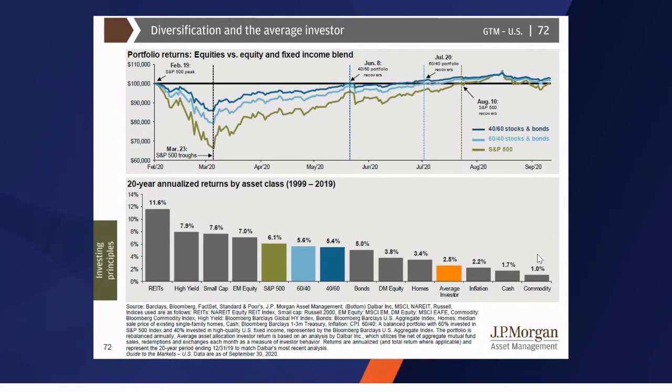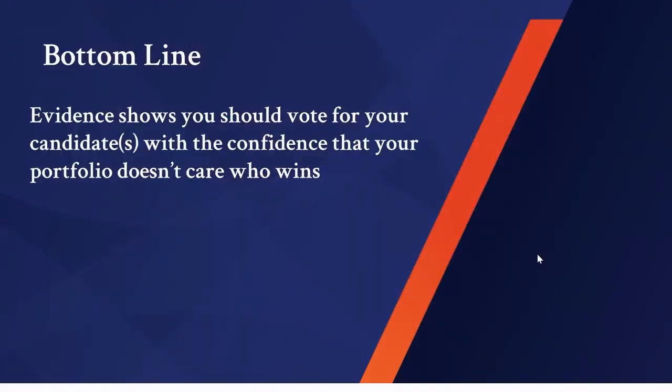So it's important to understand what's right for you from an investment perspective, from a risk perspective, and ultimately understand that regardless of what's happening in the election, that will pass, and then the market will normalize itself to a point where it will price in the things that are important to it. And ultimately you will get a return reflective of that. So what's the bottom line? Evidence shows that you should vote for your candidate or candidates with the confidence that your portfolio doesn't really care who wins. It seems very simple to say, but that's the reality.